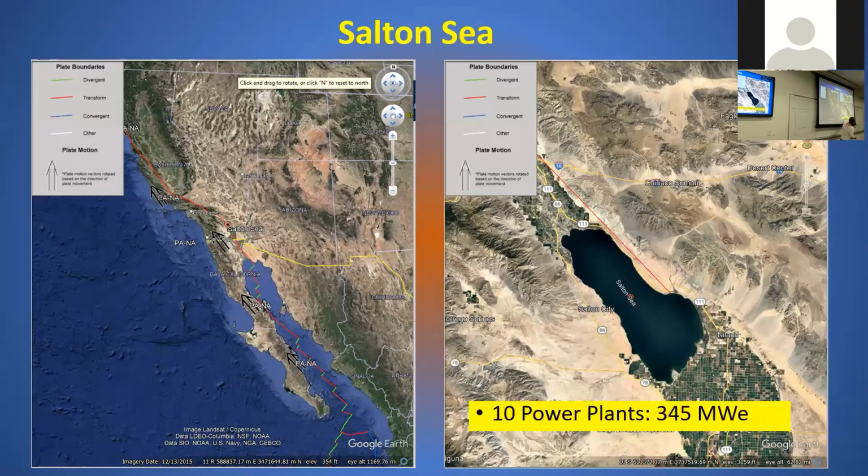Anyway, in the Salton Sea region, there are 10 power plants, 304 megawatts. Okay, so I got on this tangent about water. What I want you to recognize, do you see here? Here are our plate boundaries. What's going on tectonically here?